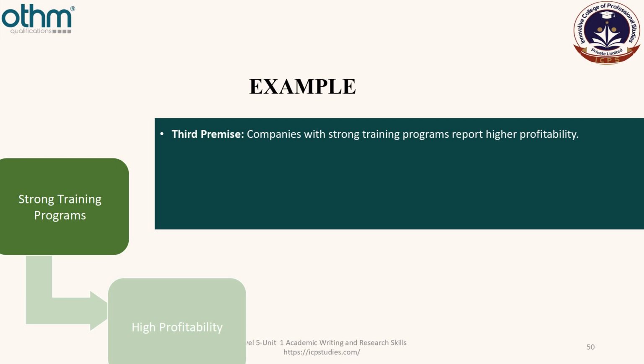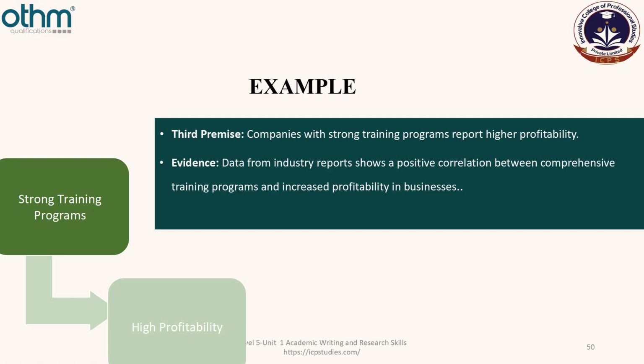Now we have the third premise. Companies with strong training programs report higher profitability. We also have evidence for this: data from an industry report shows a positive correlation between comprehensive training programs and increased profitability in the business. You can also see in the picture that a strong training program always leads to high profitability. Again, evidence is very important to support your point.